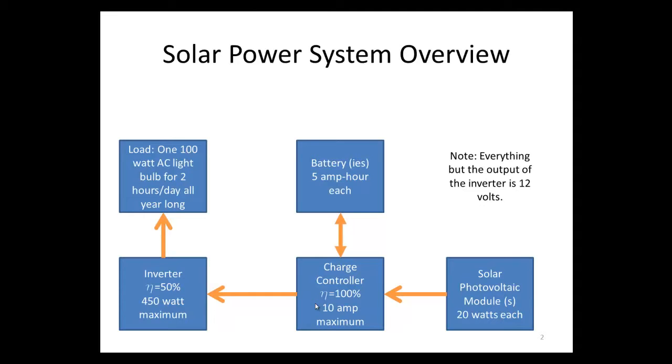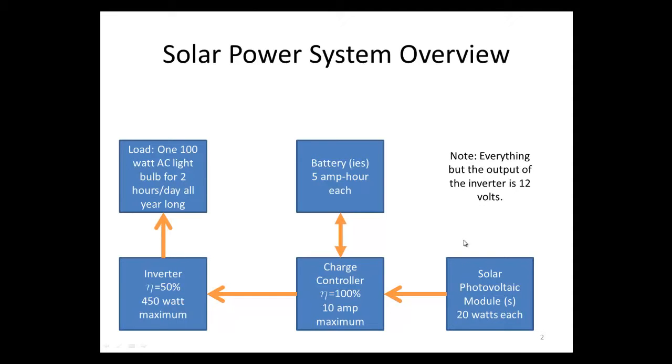We're also going to include some batteries in our system. Right now we don't know how many. We rate batteries in amp hours, and again, 1 amp hour is providing 1 amp for 1 hour. We're going to say each battery can hold 5 amp hours, so we'll have to figure out how many we need. Then we also have our solar photovoltaic modules, which take sunlight from the sun and make electricity. We're going to say they're 20 watts each, and again, we'll have to figure out how many of those we want.